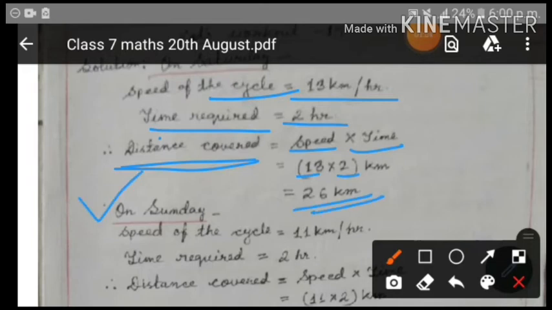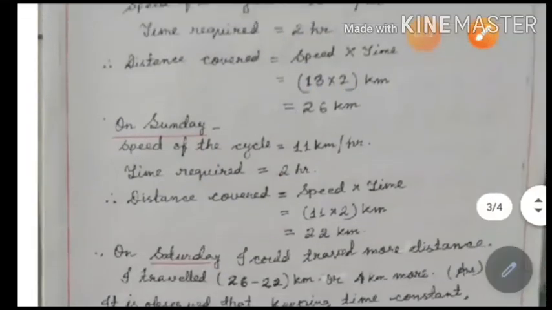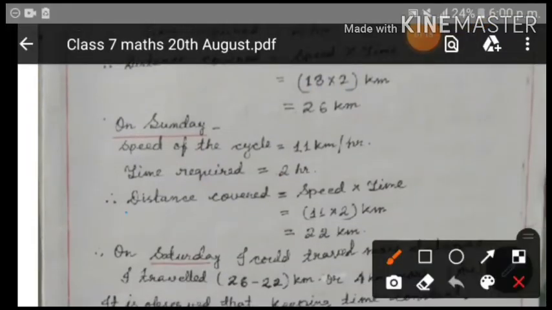Now coming to the case of Sunday. Speed of the cycle is given as 11 km per hour. Time required is 2 hours. Then in the second case we are calculating the distance.